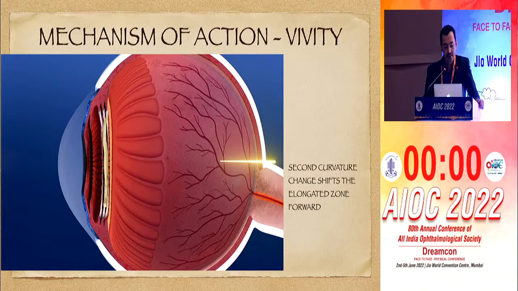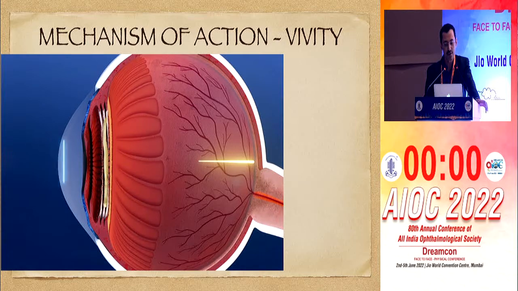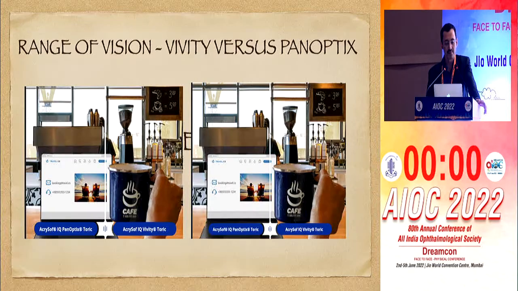elongating the zone of forward, elongates the zone, and the second transition zone pushes it forward. So both the zones together give a good depth of field, and that means good near vision and intermediate vision.